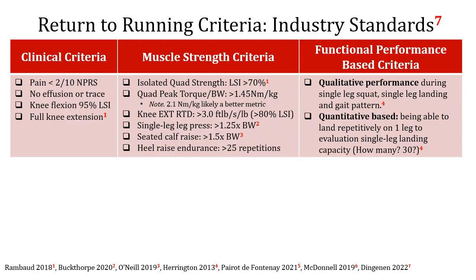As I alluded to with the correlation graphs, even at 90% LSI, they're still in question as to whether someone's knee extension moment during running is going to be acceptable, greater than 80% from the other side, or reestablished to that of prior level of function before the injury. Quad peak torque to body weight is going to be a better metric.